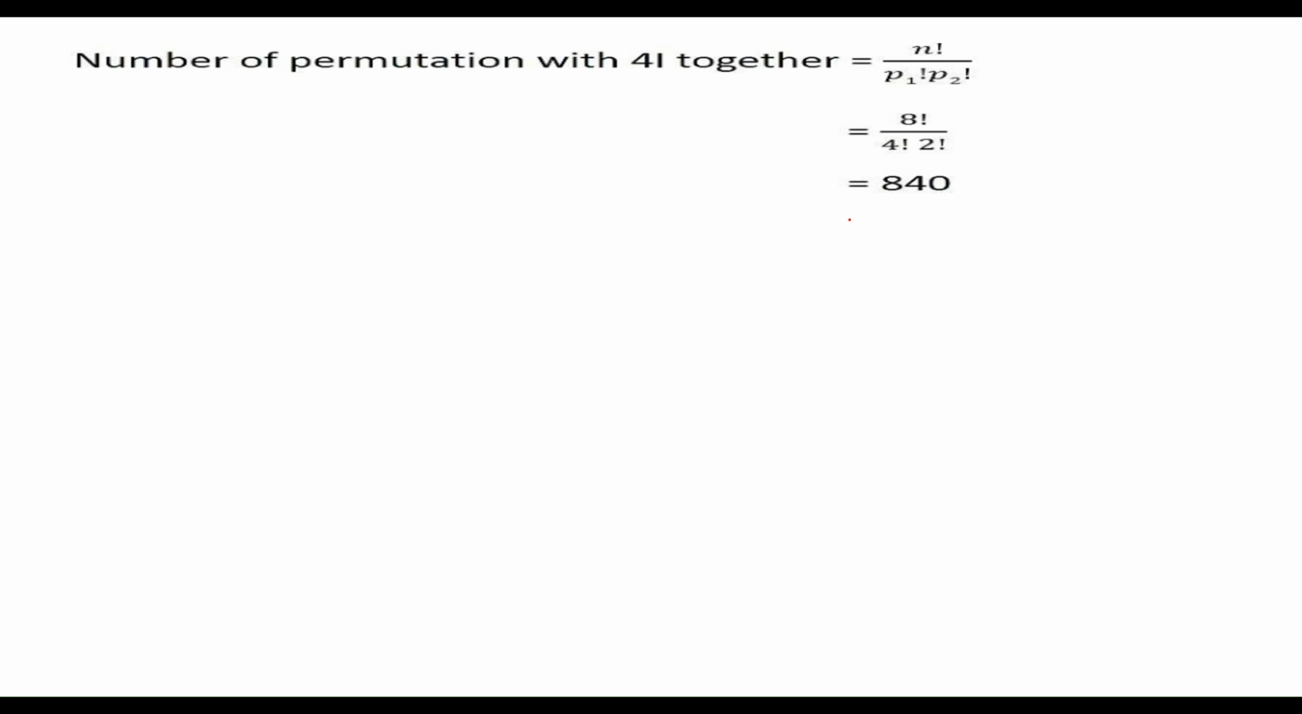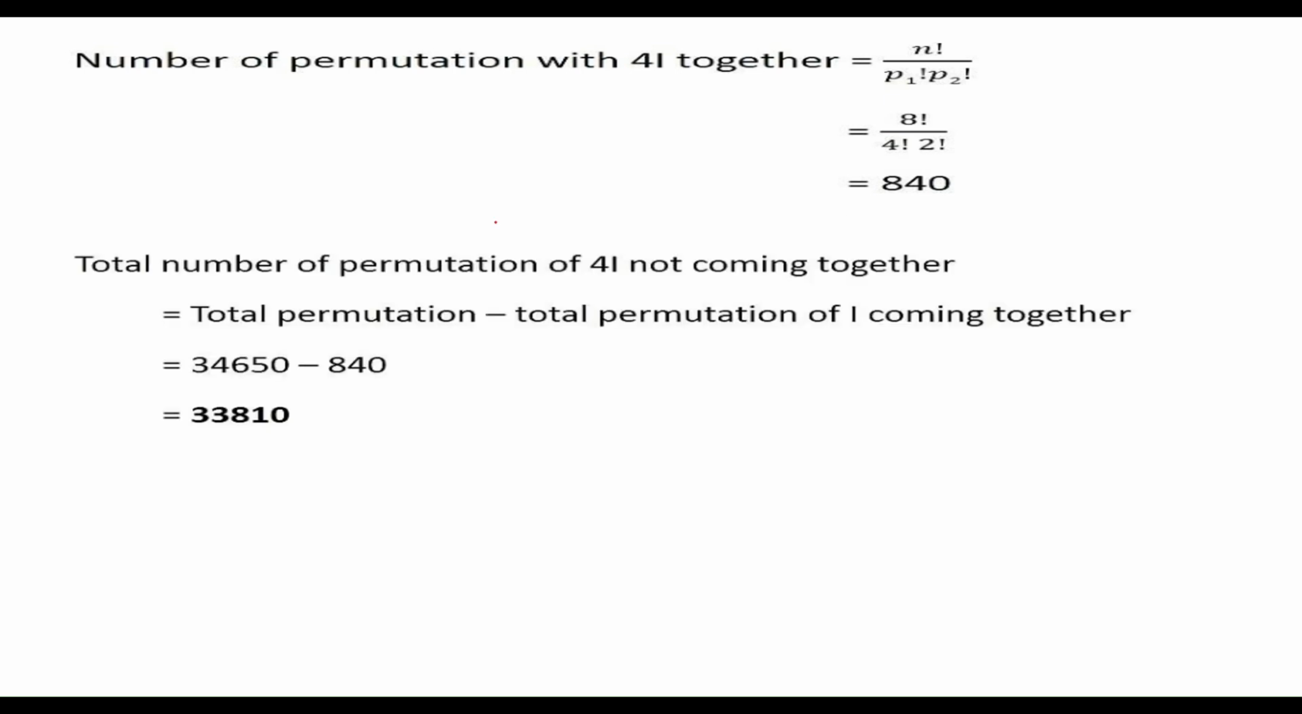Now, what is the formula? First, we have seen that in order to find the number of permutations of 4 I's not coming together, it is the total permutations minus the total permutations of I's coming together. This is the total permutation we have just solved before, and the total permutations of I's coming together is 840, as we have just seen. When we subtract this, we get the answer, that is 33,810. I hope you are clear with this.